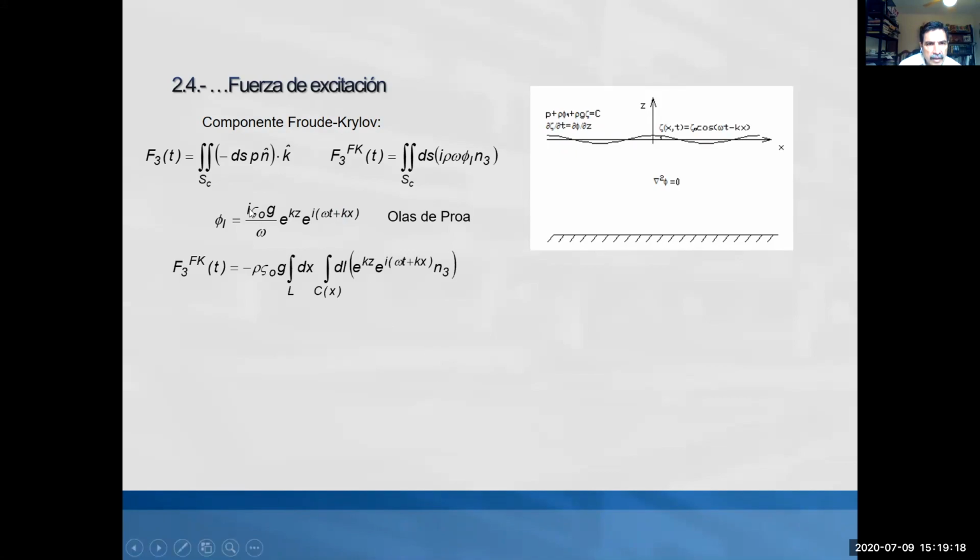We include this into here, simplify omega. We have 2i, so we got a negative here. That's the result. This is a very complex integration. We have to integrate this in the section C, which is at the position x. And then these values here, we're going to integrate them along the ship. So this is a very difficult problem, okay? Very difficult problem to solve mathematically.